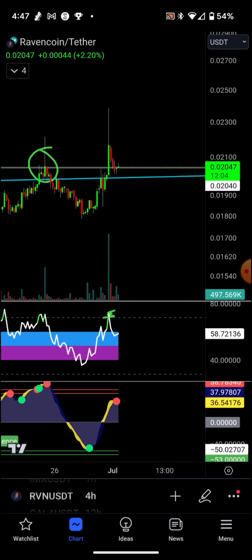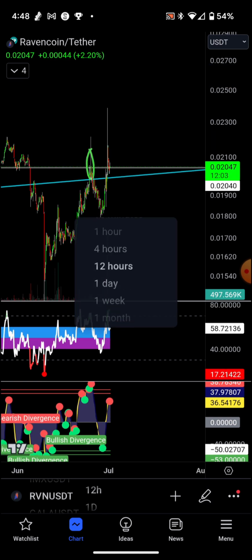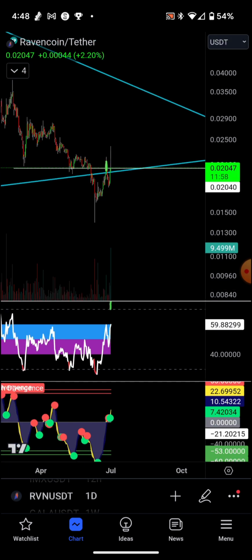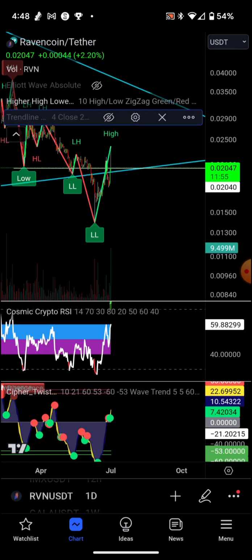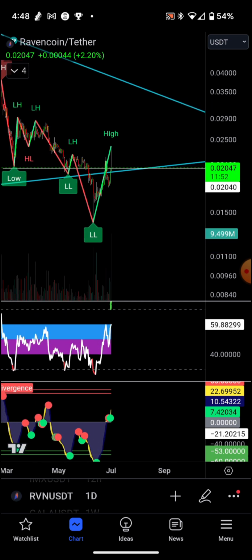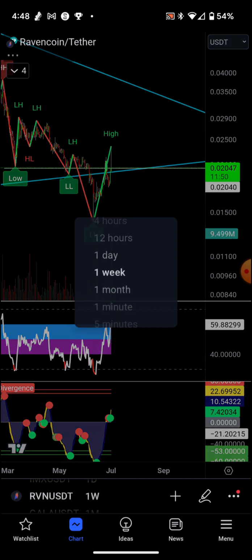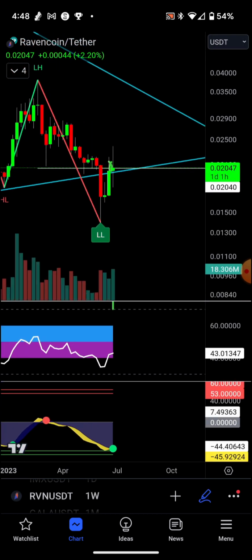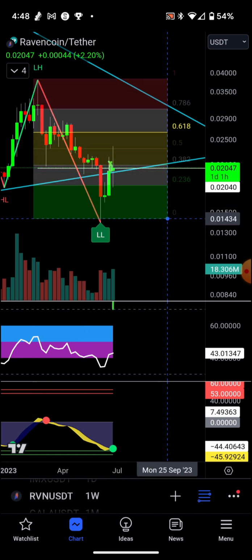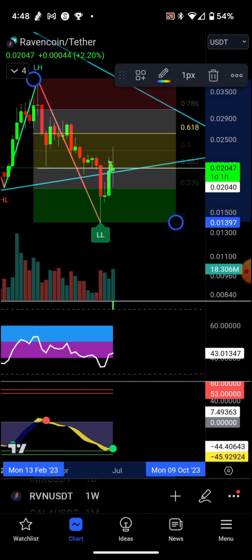Let's see if I can zoom out on the 4-hour here just a little bit. Actually, I'm going to go back to the daily, and so on the daily, let me pull out my higher lows, higher highs here, and so yeah, we've created a new high. So let's move out to the weekly here really quick. And I'm going to put a fib just to give some price targets here from this high over here to this low right here.